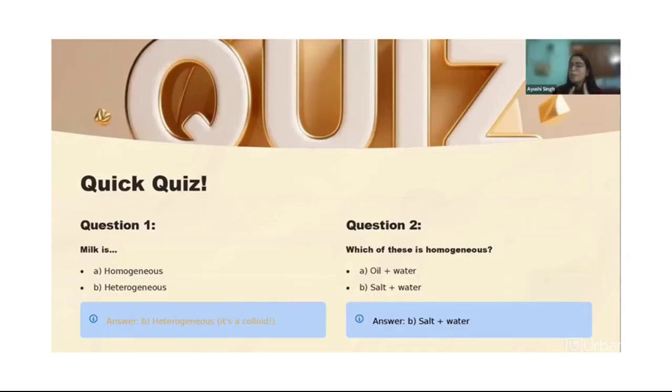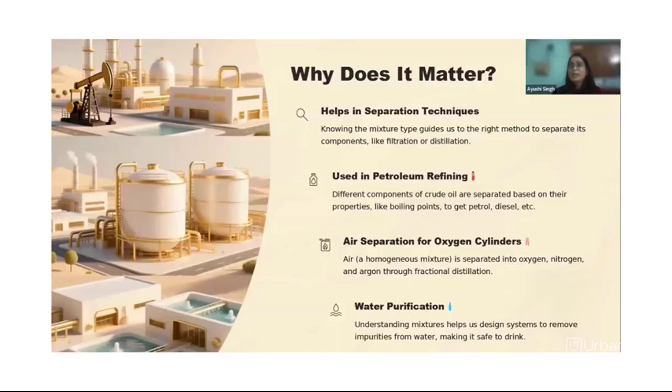Is milk homogeneous or heterogeneous? It is going to be heterogeneous, and to be precise, it is a colloidal solution. We'll see what colloids are. Which of these is homogeneous: oil plus water or salt plus water? For that, you have to recall what a homogeneous mixture exactly is and how it is different from a heterogeneous one. The answer would be salt plus water, because the composition is uniform and you are unable to find the salt in water.